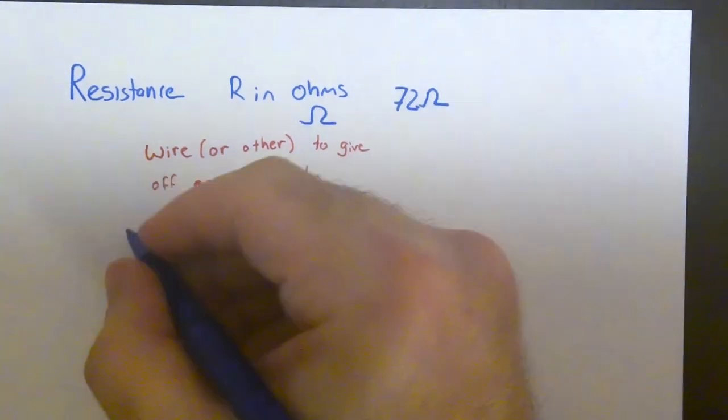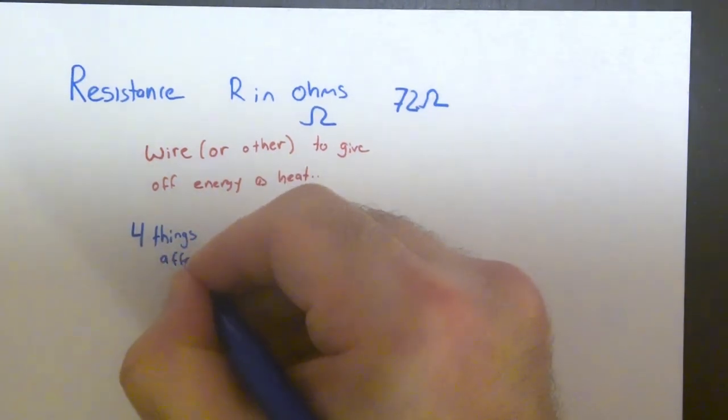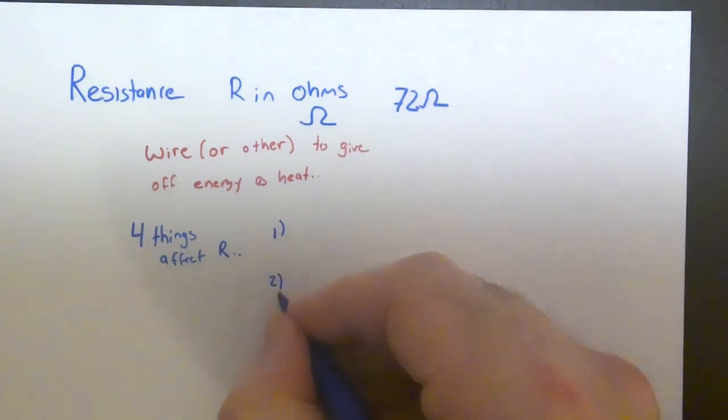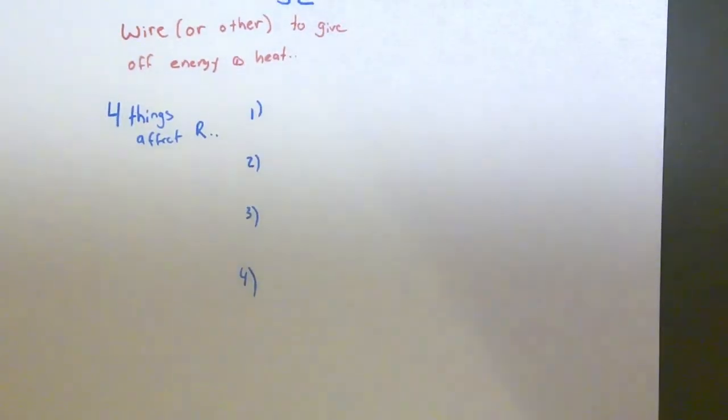So some things you want high resistance for. For example, a hair dryer, you want to give off a lot of heat. Computers, not so much, you want low resistance. There are four things that the wires or the materials have that affect their resistance. So these four you have to understand.